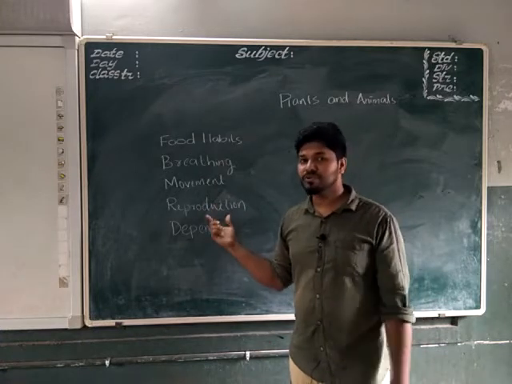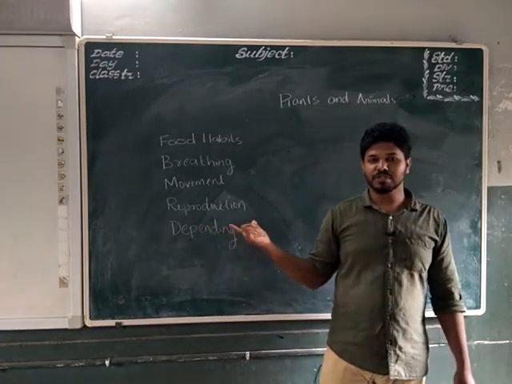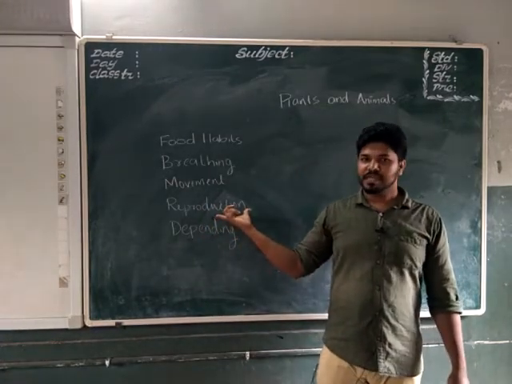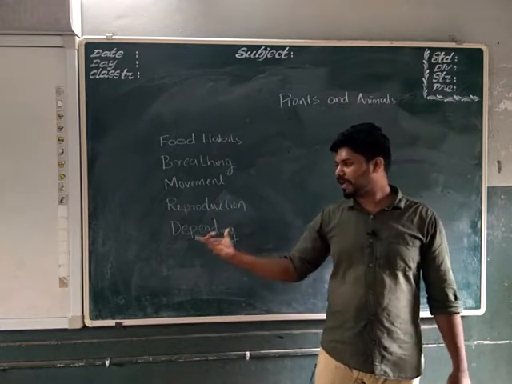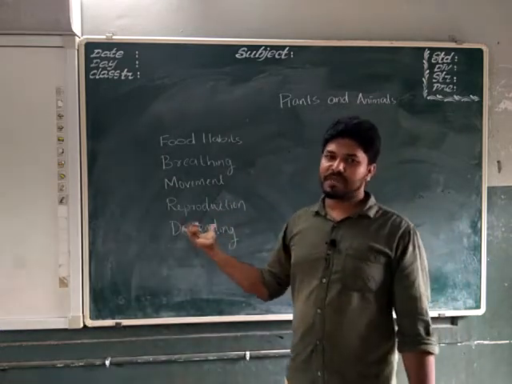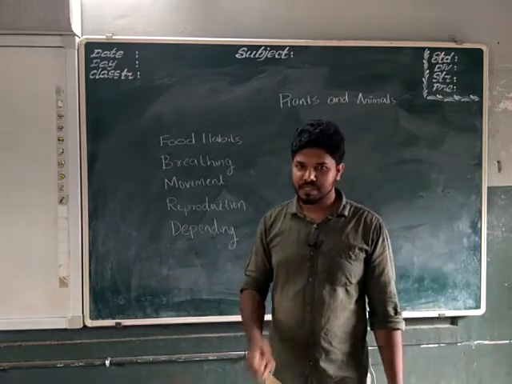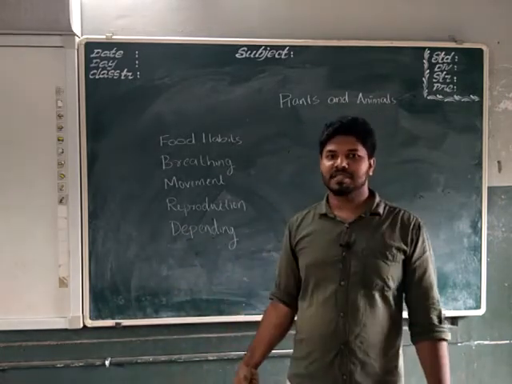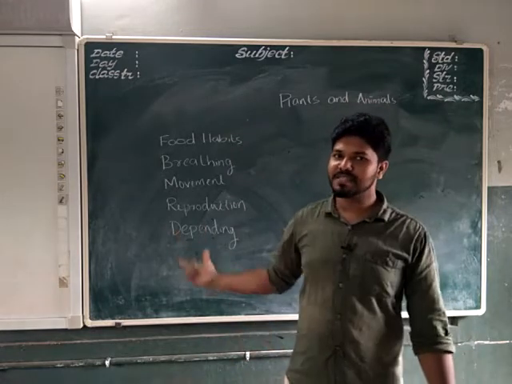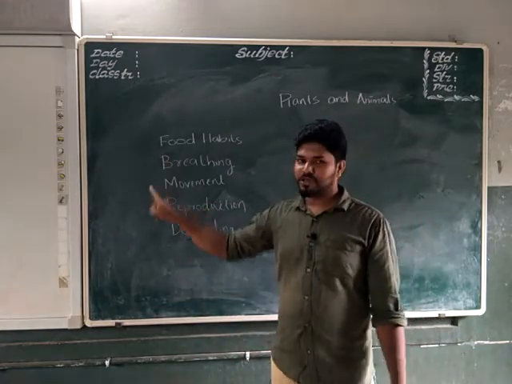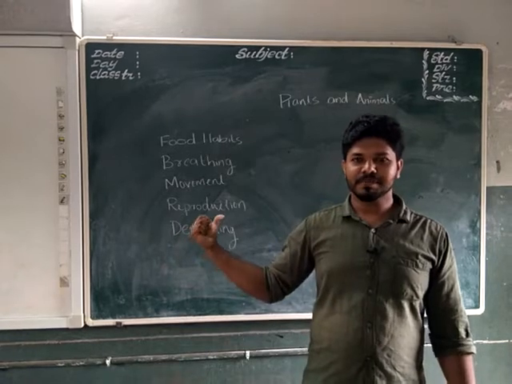Reproduction, giving birth to new young ones, producing new babies. That is reproduction. That is done by animals and plants, and they depend on each other. Plants and animals depend on each other. Animals depend on plants for their food. Plants also depend on animals for some specific things that we will be discussing. Okay, these are the topics we are going to discuss in this chapter.